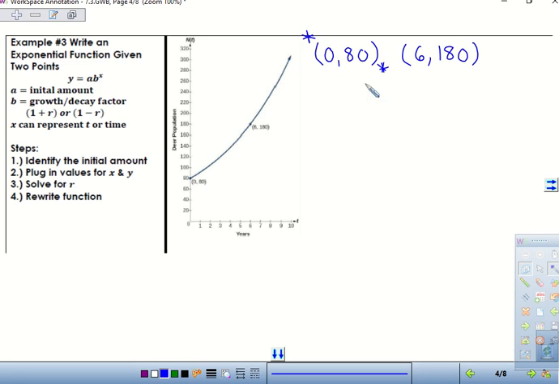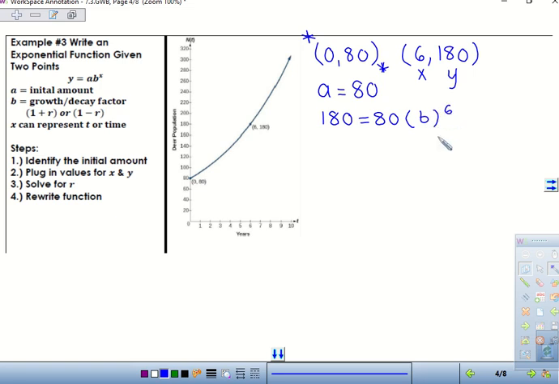Whatever the y-intercept is, that's going to be your little a value. So our a is 80, okay, from the y-intercept. That's our starting point, initial value. The other point is going to represent x and y in the equation. So now you're going to proceed with the problem just like you did before. So it's going to be 180 equals 80 times b to the x, like that.